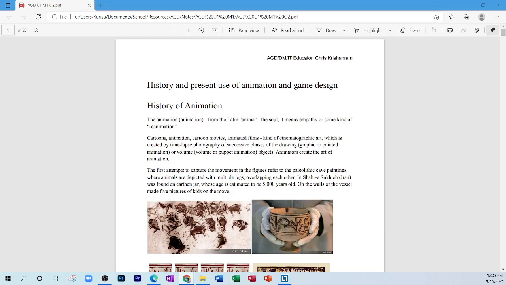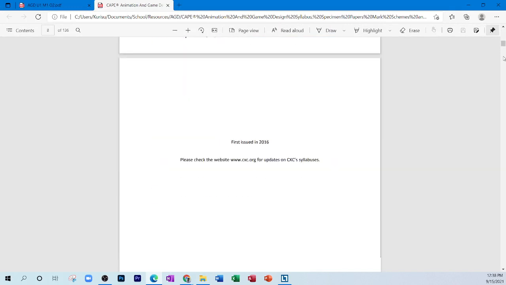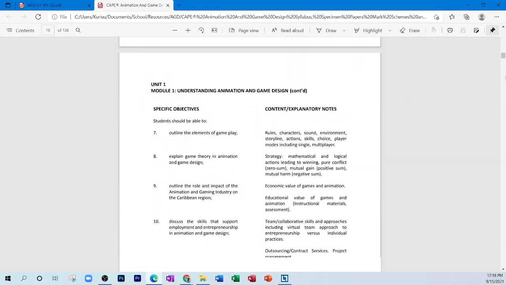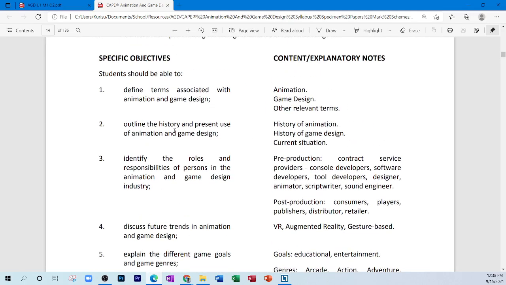So we are still on objective 2. Where is the syllabus? Alright, so we're still on objective 2, the history of game design and animation.